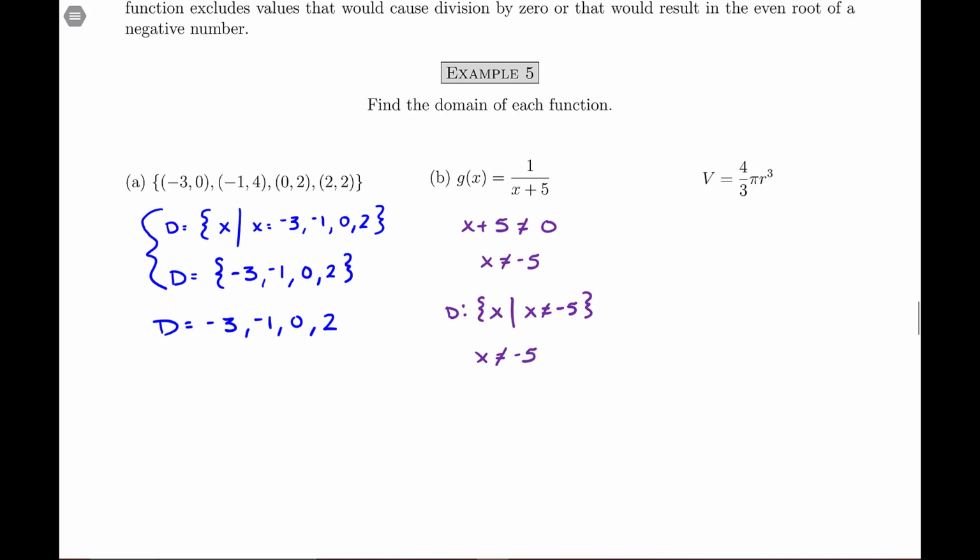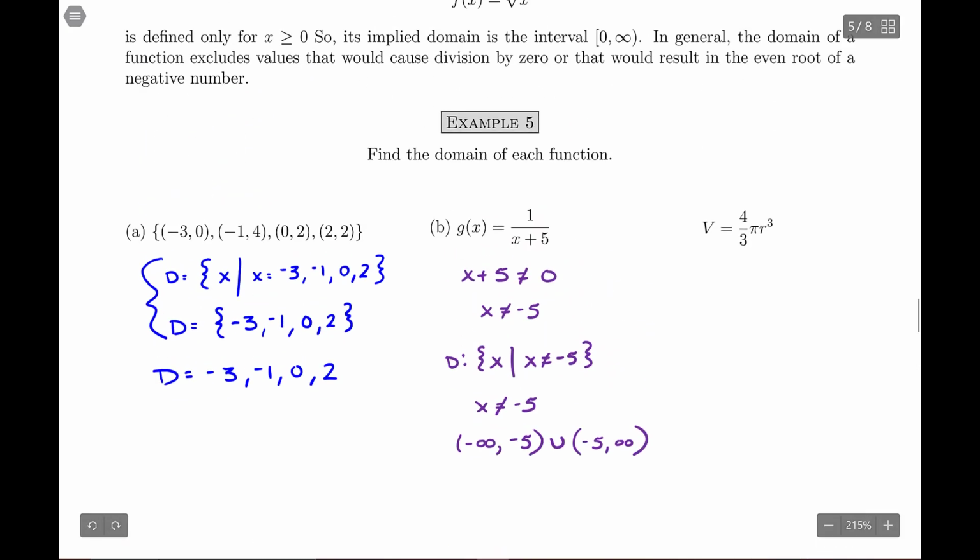And then the third one, you can use interval notation. We have negative infinity to negative 5 with parentheses because we're not including negative 5, union negative 5 to infinity. If you've not seen interval notation before, I'm hoping that you have, but if not, that's what it's going to look like. You're going to have parentheses or sometimes square brackets around the values. It just depends.